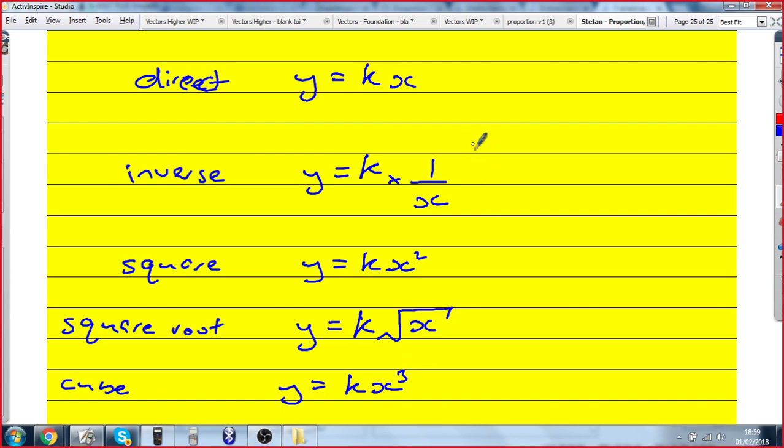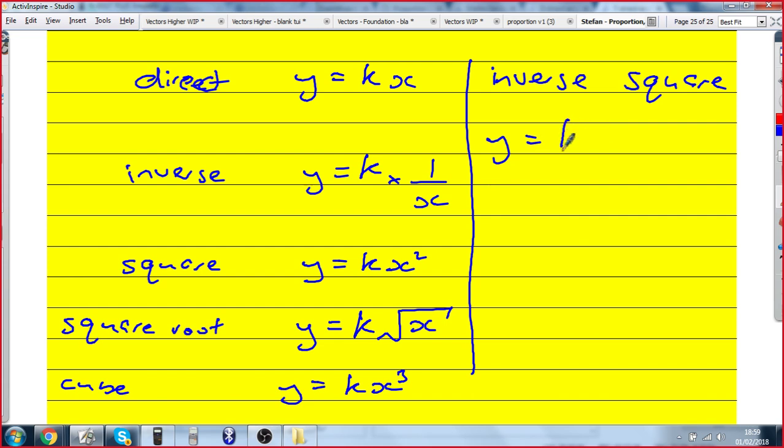And then we did a cube one, which was y equals kx cubed. So maybe I should mention as well, they mix and match these. So any idea what would be inverse square proportion? 1 over x squared. What would be inverse square root proportion? 1 over x square rooted. Yeah. So you just write those each time and you're just substituting and solving.